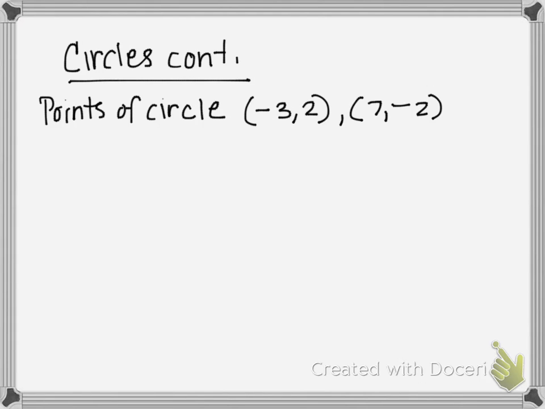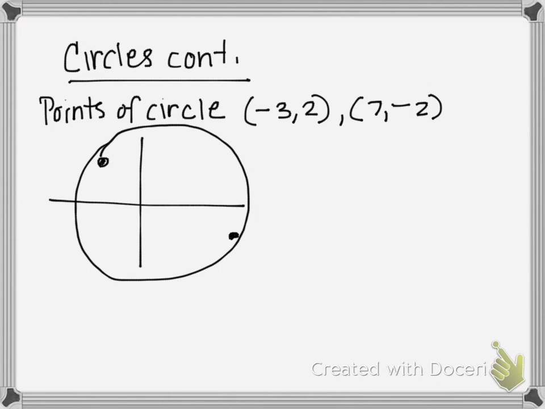So here's finding the equation of a circle given some different information. Here we're not given the center. So if we were given these points, what we're trying to find is -3, 2, and 7, -2. So these are on the circle. So the circle is out here. I want to find the equation of that circle. So I'm going to have to find the center, wherever the center is. So we would want to find the midpoint, which would be the center of the circle.